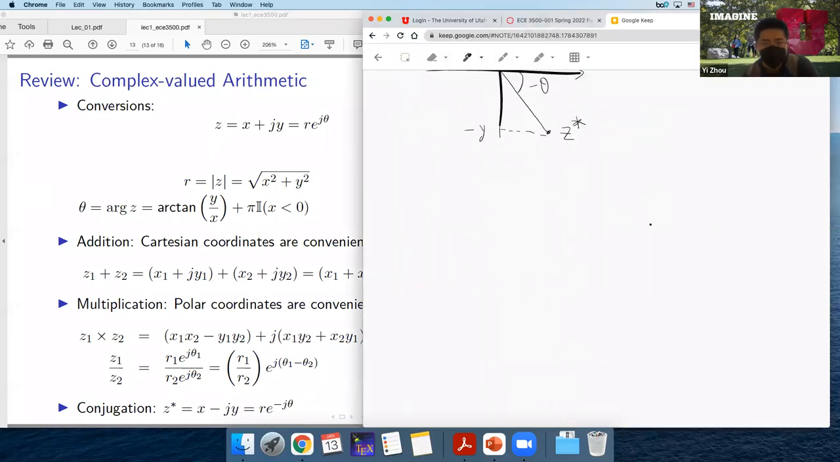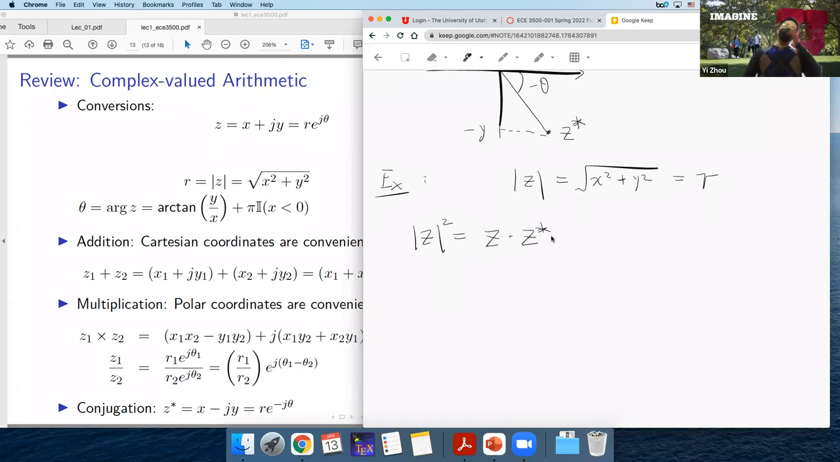For example, if we want to calculate the magnitude of a complex number z, we know it is the square root of x squared plus y squared for the Cartesian form. We know it is the R in the polar form. However, this can be very conveniently written as Z times Z conjugate. This is a very important equation that we are going to use a lot of times. So the magnitude to the power of 2 equals Z times Z conjugate.